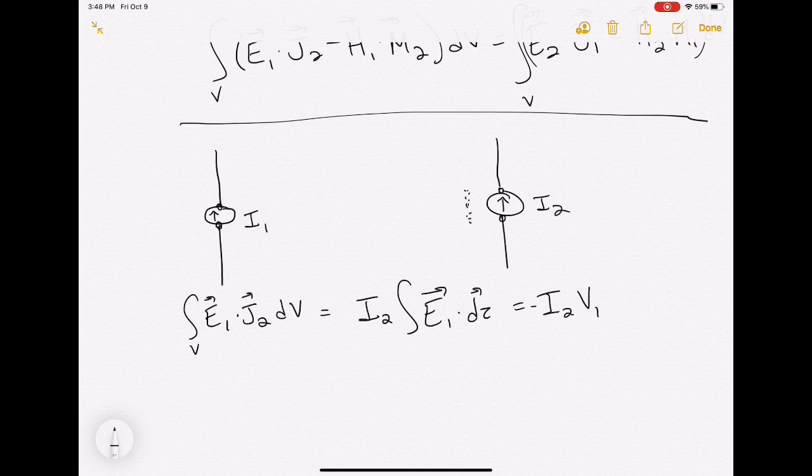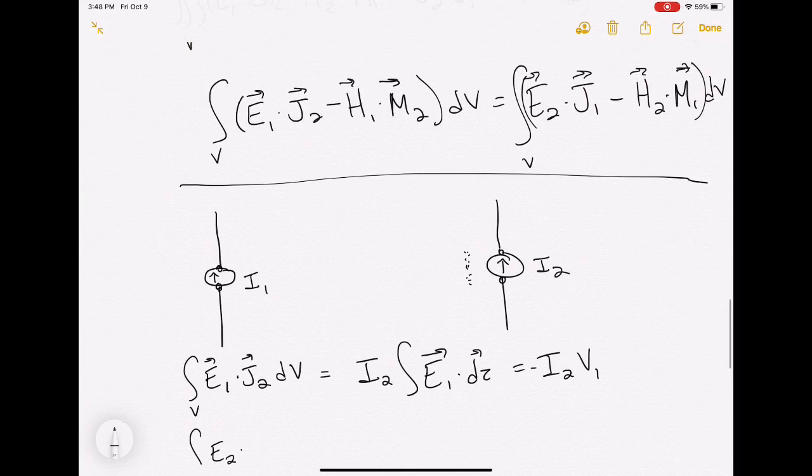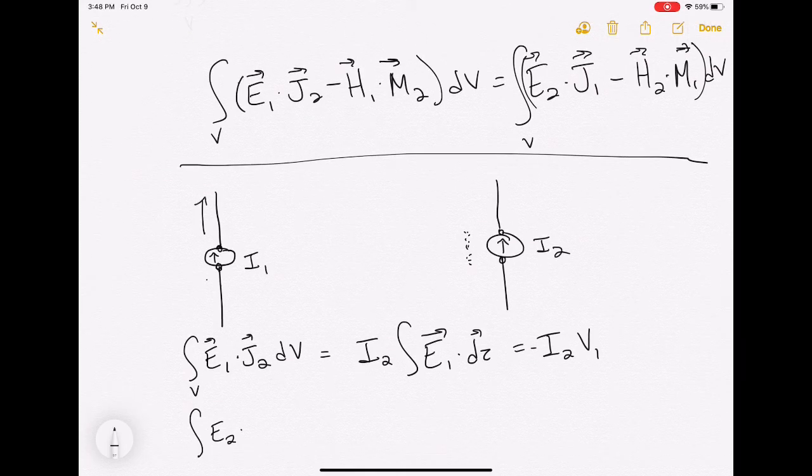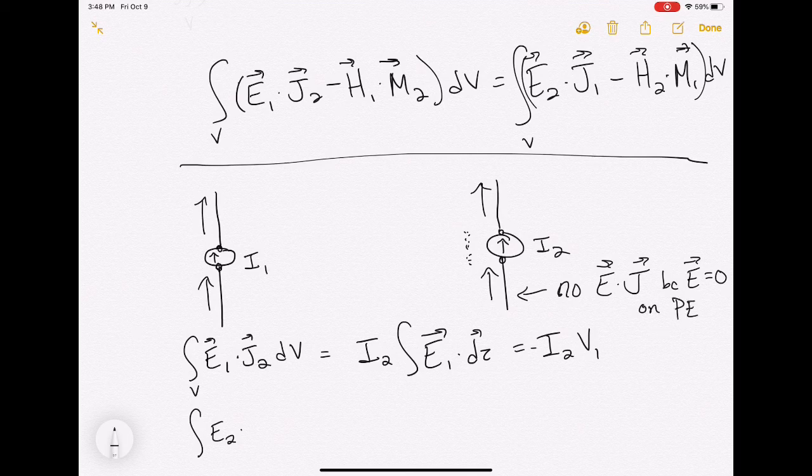If we did the same thing on the other side, oh, and although there are electric currents that exist on the body of the antenna, the electric fields themselves are zero on the body of the antenna because the antenna is a perfect electric conductor, and the tangential electric field on a perfect electric conductor is zero. So there is no E dot J there because the electric field equals zero on a PEC. So we're only really caring about the gap, just the gap.